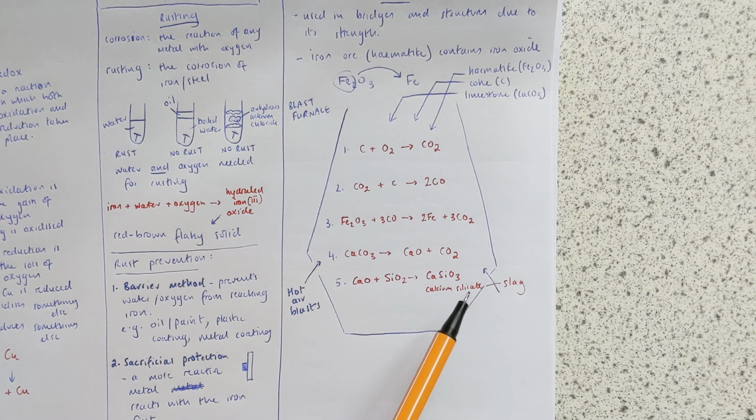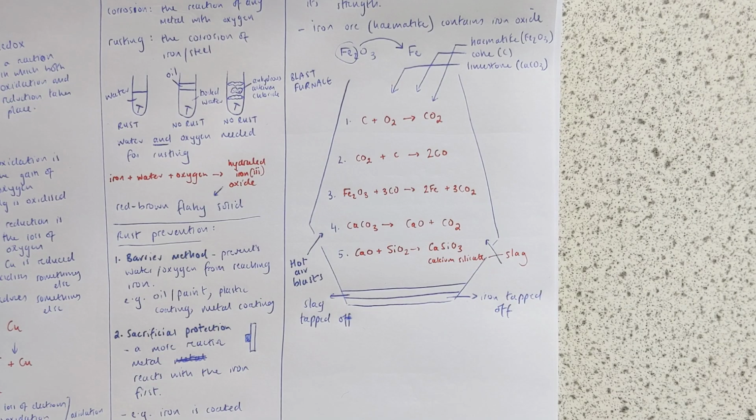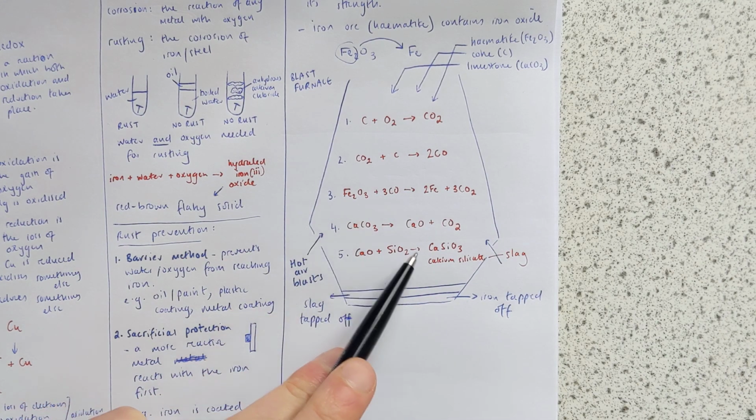The advantage of making this calcium silicate is that it's a liquid at the temperature of the blast furnace, whereas silicon dioxide is a solid. Because it's a liquid, it can flow down the sides of the blast furnace and collect at the bottom and be removed there. So at the bottom of the blast furnace, we're going to have 2 layers. The iron we made in step 3 has trickled down to the bottom, and the slag we made in step 5 has also trickled down to the bottom. The slag generally floats on top of the iron.